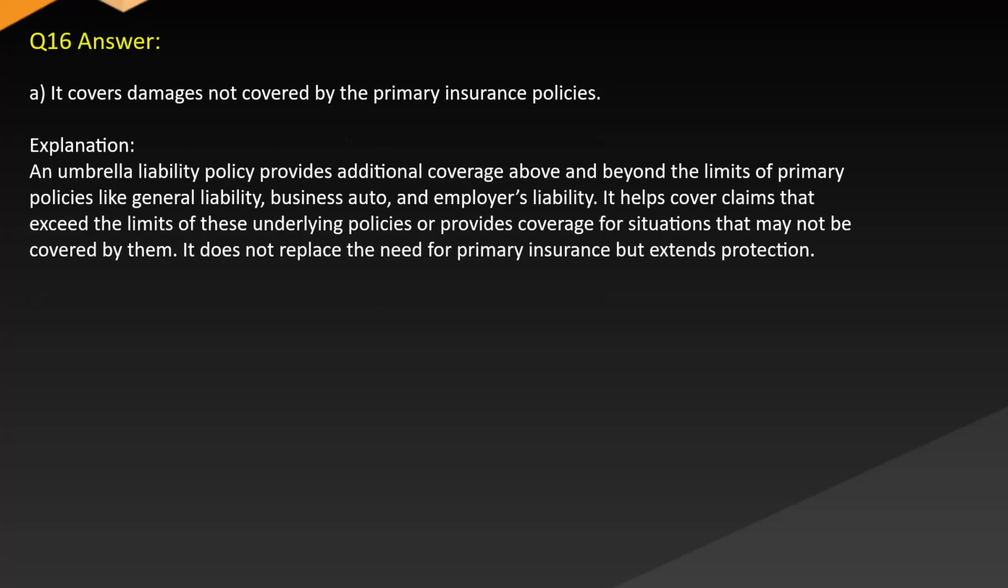Answer A. It covers damages not covered by the primary insurance policies. Explanation. An umbrella liability policy provides additional coverage above and beyond the limits of primary policies like general liability, business auto, and employer's liability. It helps cover claims that exceed the limits of these underlying policies or provides coverage for situations that may not be covered by them. It does not replace the need for primary insurance but extends protection.